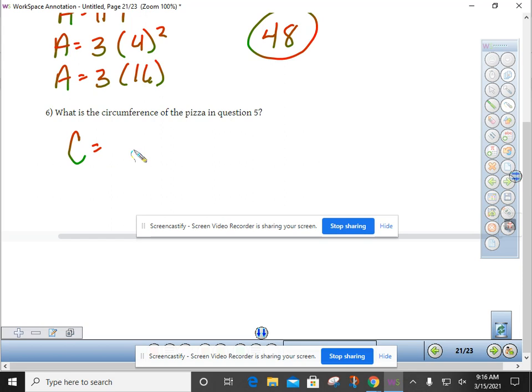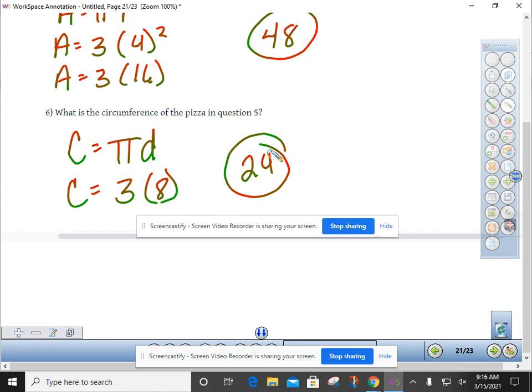C equals pi d. What do we use for pi? 3. What is the diameter? 8. And 3 times 8? 24. 24. Good.